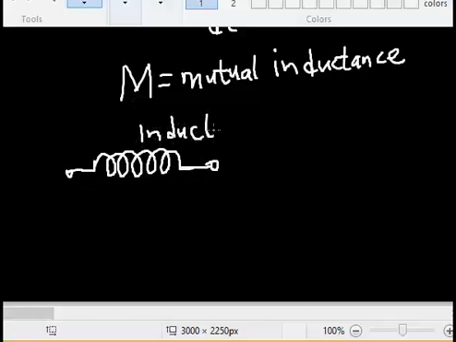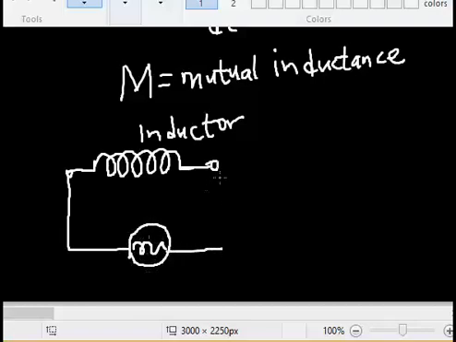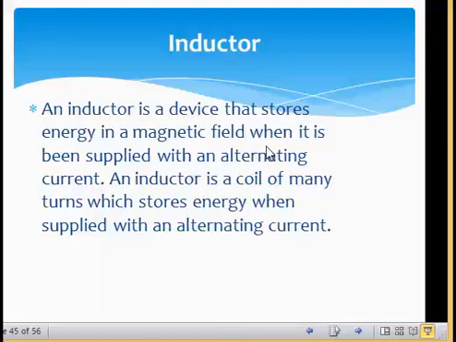So an inductor becomes a device that stores energy, and that energy is stored only if you supply the inductor with an alternating current. All right, it stores energy in a magnetic field. So now, an inductor is a coil of many turns which stores energy when supplied with alternating current.